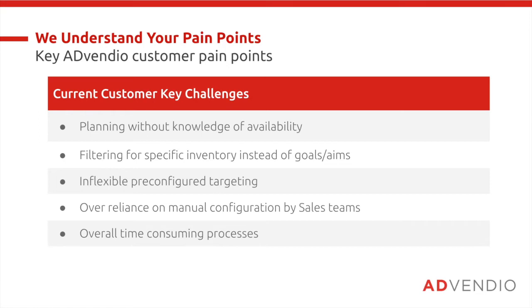Some of these challenges are as follows. Planning without knowledge of availability. That means basically that what you're working on might not even be available anymore once you check the availability after creating your items. Having to filter through sometimes technically named or categorized inventory instead of focusing on the goal or aim of the campaign. Inflexible pre-configured targeting options. Relying too much on manual configuration by sales teams, which is, of course, error-prone, but most important and overall, the time-consuming nature of the media planning processes, all the way from selecting the correct inventory to correctly targeting it.